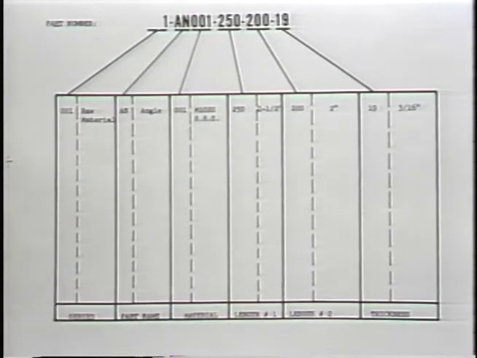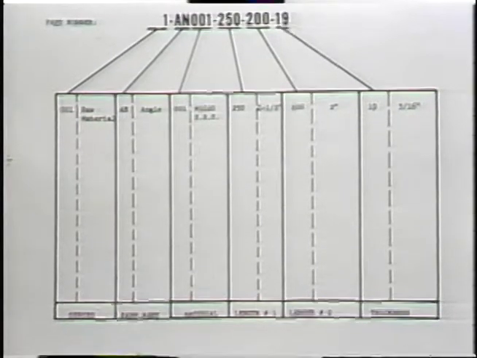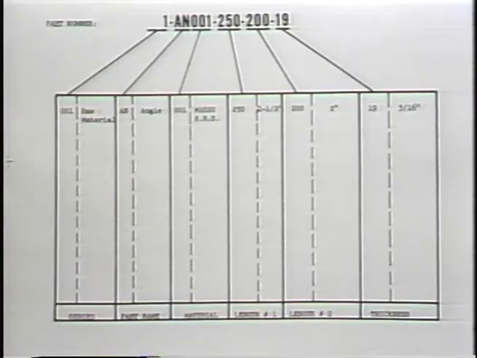So 001 is the raw material, okay? The part name, AN, is the angle. See, so we're going to start using abbreviations. The material, 001, in that third field, this happens to be M1020 hard rolled steel. And when we get into the next field, the length, number 1, and that would be one side of the angle, that's 250, and in this case, that's 2.5 inches. When we get to the other side of the angle, length number 2, 200 is 2 inches.